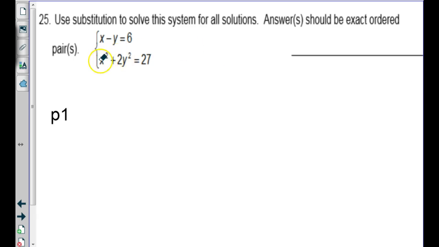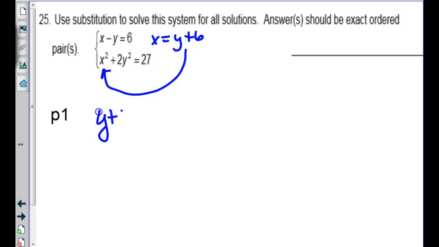Okay, is it going to matter which we substitute this time, the x or the y? No, because you're going to have to square it either way. Actually, it might be nicer to do the x because we wouldn't have to worry about the 2, but I would have probably done the y anyway because I probably would have added the y over here. Anybody think that's okay? Then I'm going to put that in here. So it's going to say (y + 6) squared + 2y squared = 27.